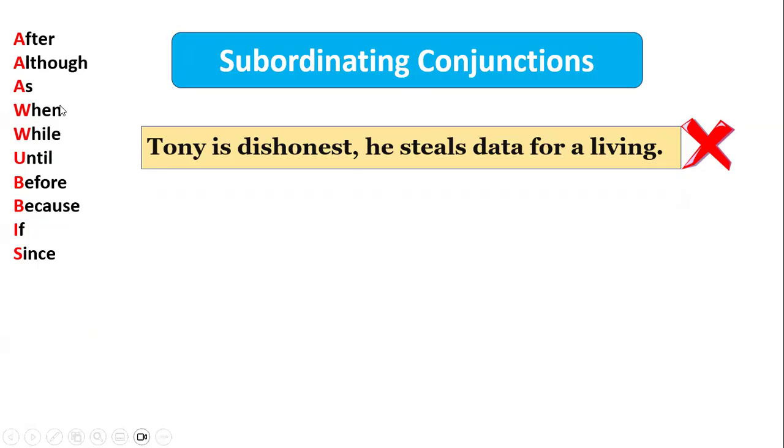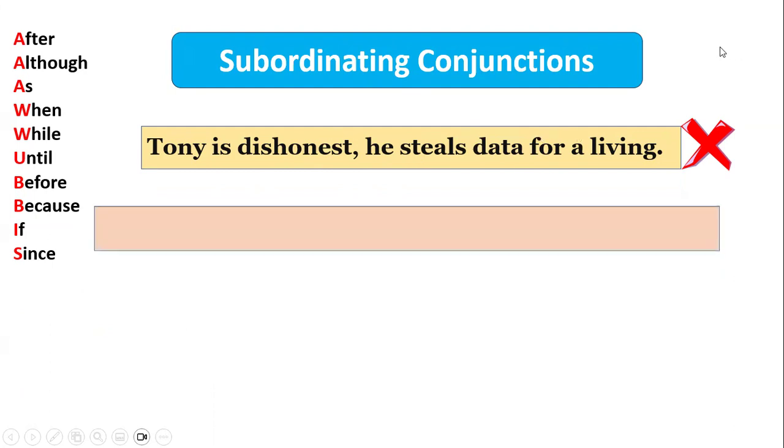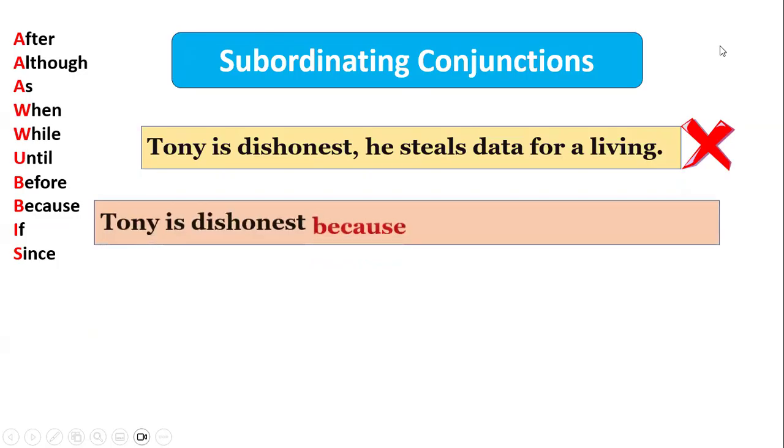So I have to find one of these which will show me the correct relationship between the two sentences. I am choosing to use the word because I feel like there is a reason here. Tony is dishonest because he steals data for a living.